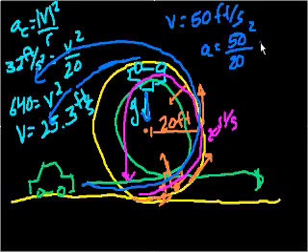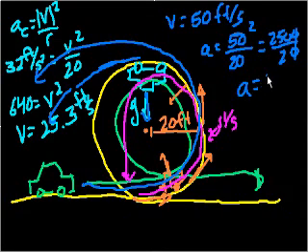50 times 50, so that's 2500 over 20. One of the zeros cancels. So the acceleration is going to have to be 125 feet per second squared. The inward acceleration, the centripetal acceleration, has to be 125. So what's going on? Gravity is only going to provide 32 of that. So the rest of it is actually going to be the normal force of the surface of the loop-de-loop, or of the surface of the road.